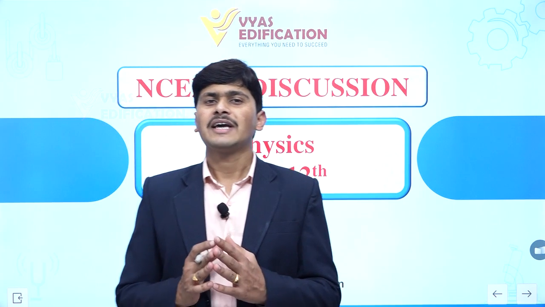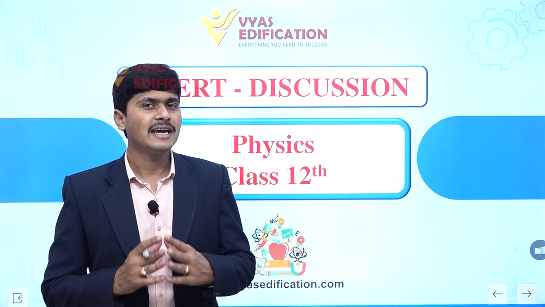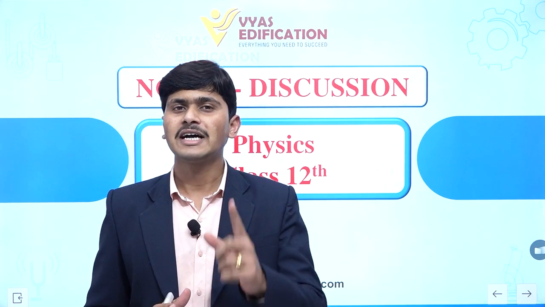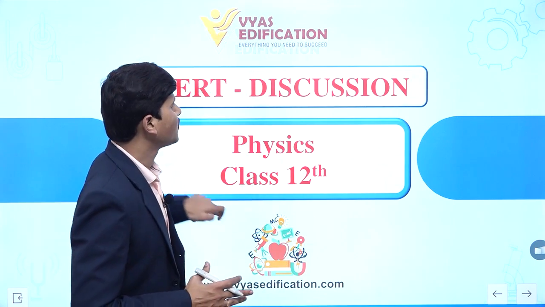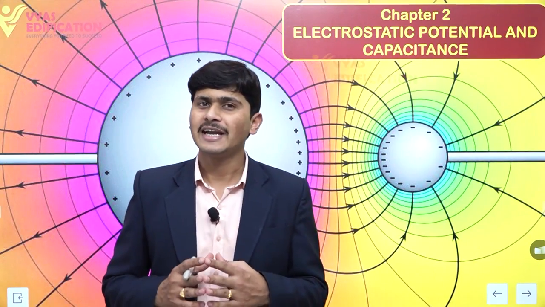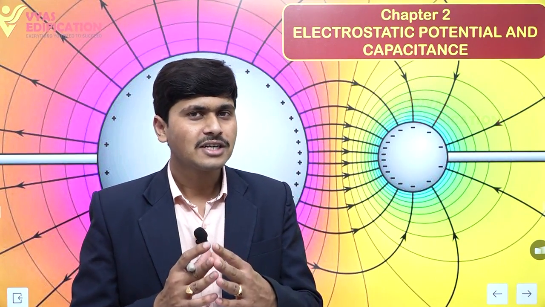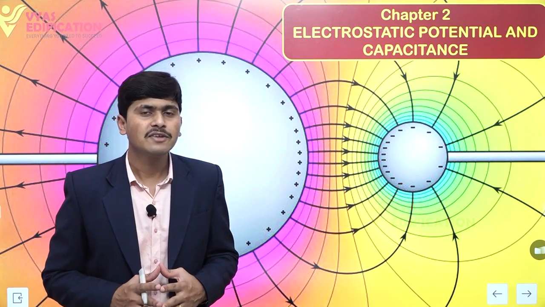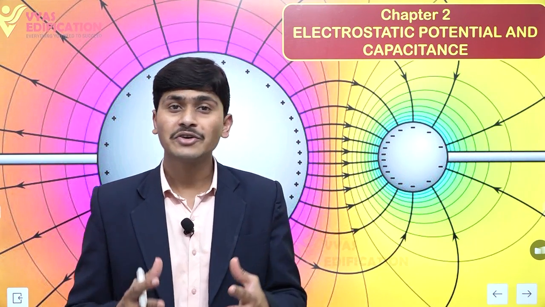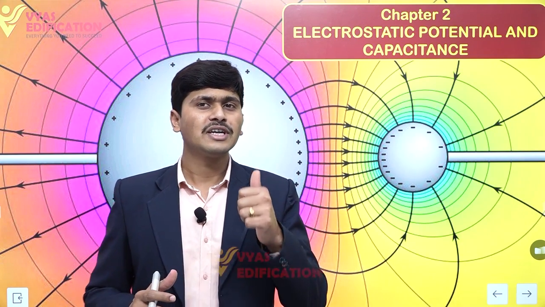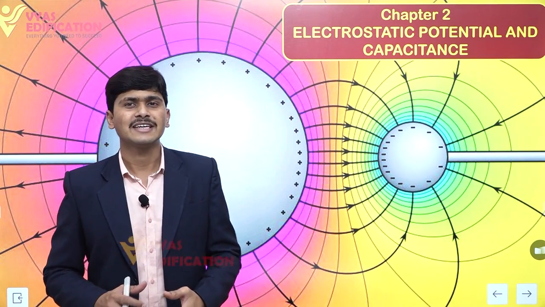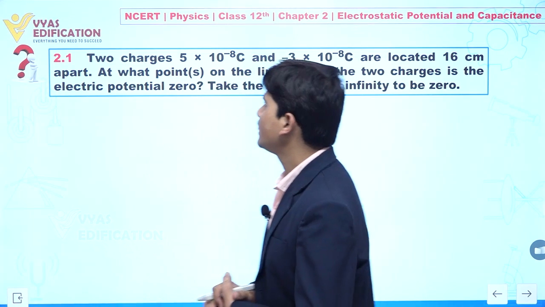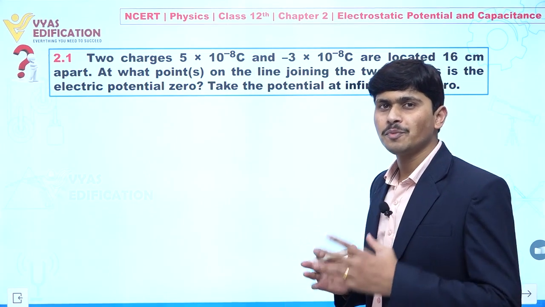In this session, we are going to discuss NCERT exercise solutions of class 12 chapter number 2, Electrostatic Potential and Capacitance. In this lecture, you will find a detailed solution of each and every question, as well as some hidden concepts also. Clear? So, for the detailed solution, concentrate on the screen. Now, dear student, we are going to discuss question number 2.1.